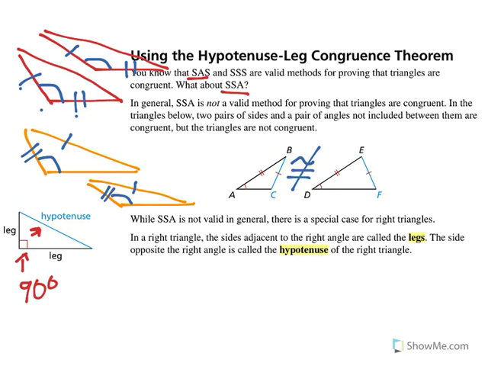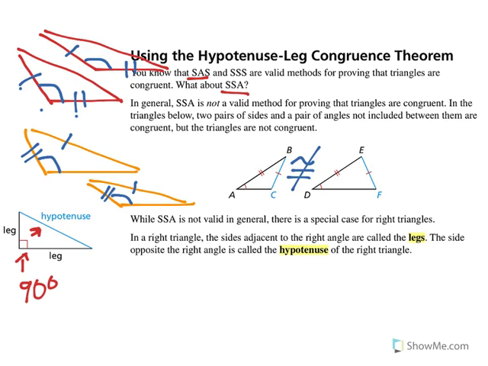But hypotenuse leg, though it's the same format as SSA, works because now we know definitely that this angle over here is a right angle. And because it's a right angle, it actually fixes what the other two angles are possible of, what their measure could actually be.